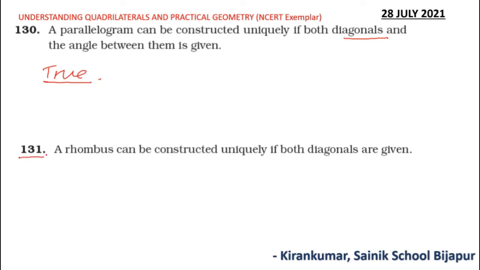Question 131. A rhombus can be constructed uniquely if both diagonals are given. This statement is also a true statement because we have done construction of a rhombus when both diagonals are given.